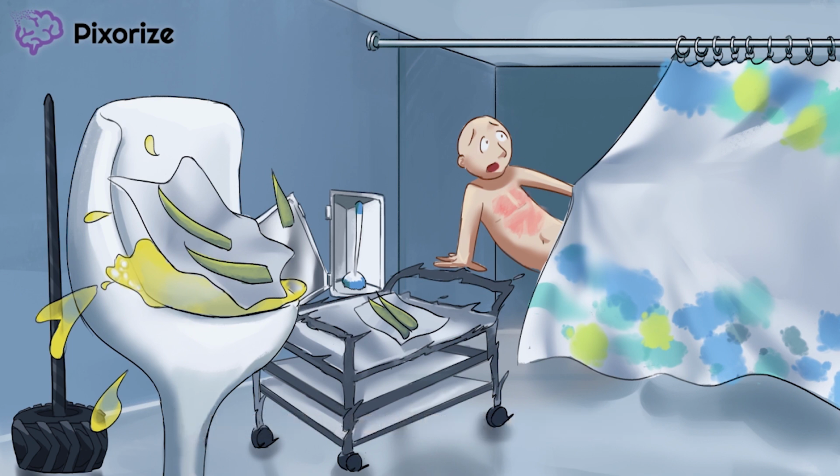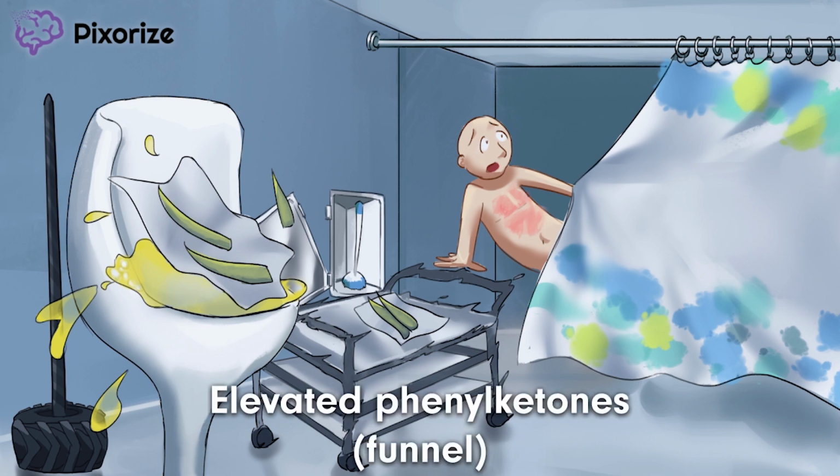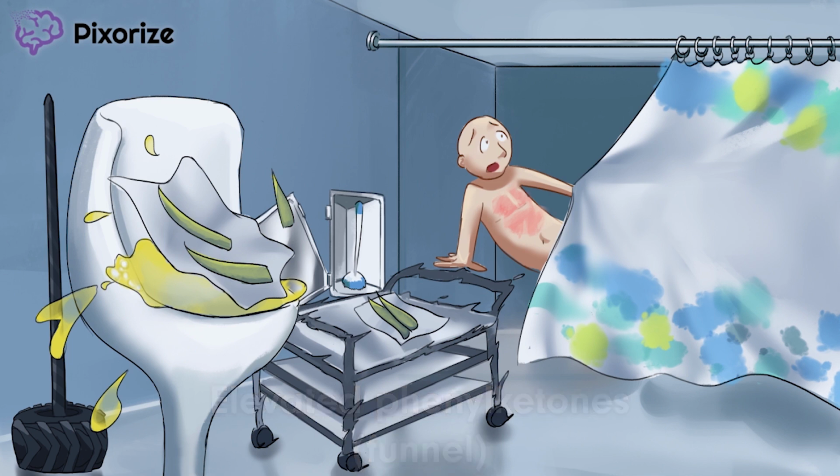Next, as we mentioned earlier, PKU patients have elevated levels of phenylalanine. This extra phenylalanine can be converted to various phenylketones, which are also elevated. These include phenylacetate, phenyllactate, and phenylpyruvate. These compounds can be measured in the urine, and the increased level of these phenyl-containing compounds should be obvious. Let's just remember our funnel here to help remember this fact.